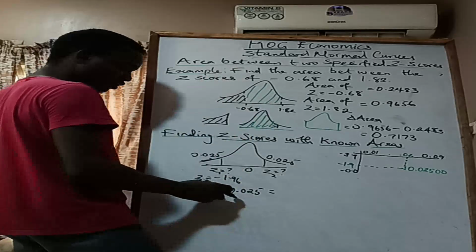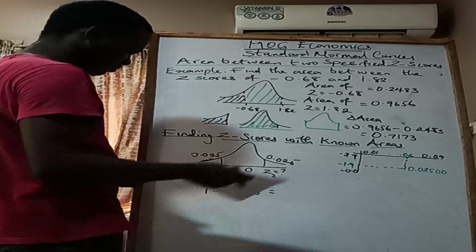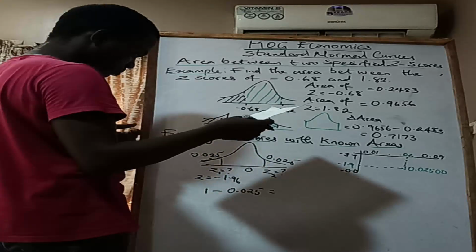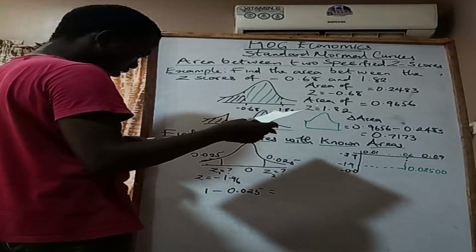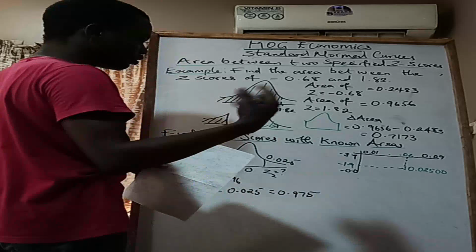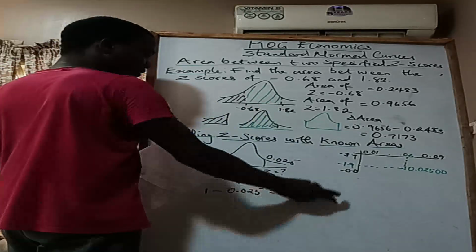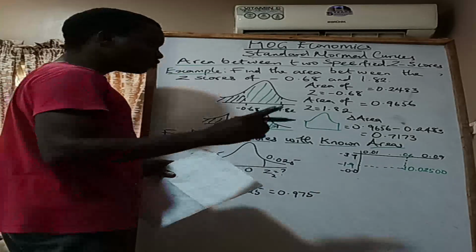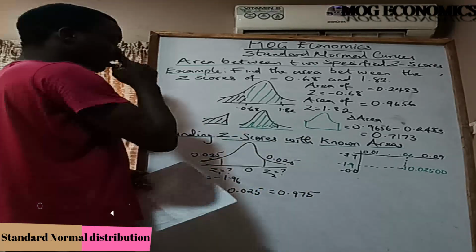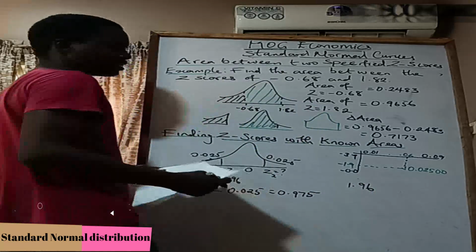Okay, and this is going to give us 0.975. Yeah, that should be 0.975. Let me cross check so that we know. Yeah, 0.975. So what you're now going to be looking for, all of this area, this part, is 0.975. So if you look for 0.975 under your positive z-scores, by the time you begin to look for it, you're going to find it at 1.96.